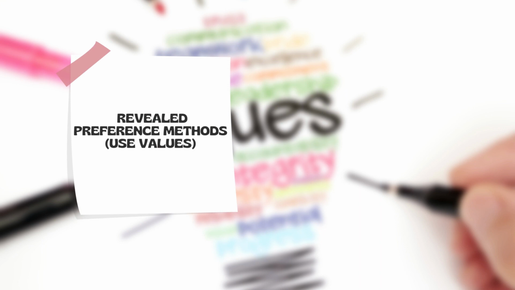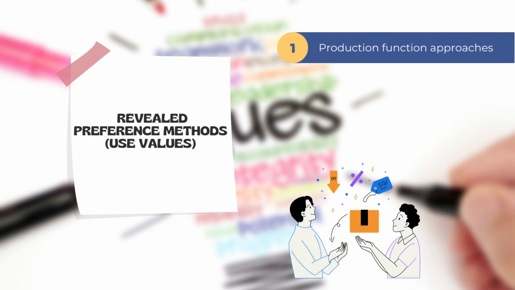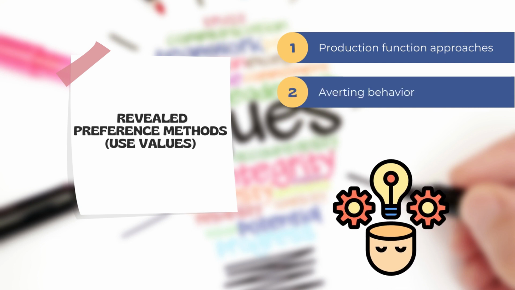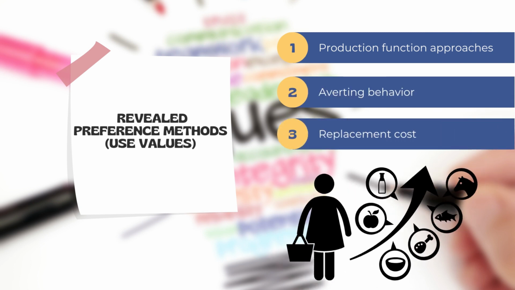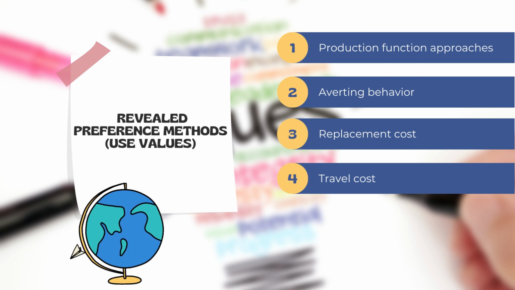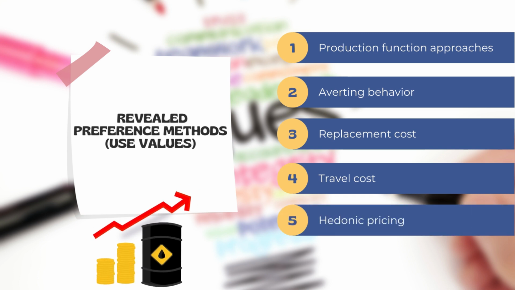There are also revealed preference methods. They are also called use values, and they can be categorized under different aspects. The first is production function approaches, second is averting behavior, replacement cost, travel cost, hedonic pricing. Now, I will discuss all these methods and approaches in detail in this lecture.